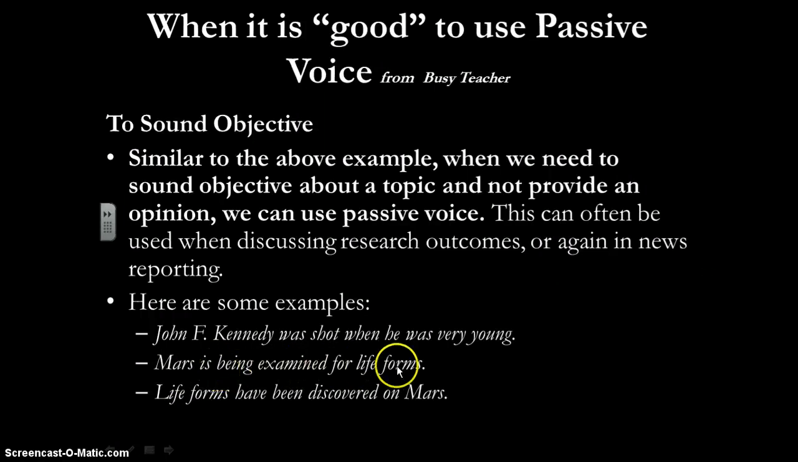"Mars is being examined for life forms." Again, you're being objective. And that's pretty much it, guys. We're going to be practicing this in class. Just be aware that this exists, and make sure that when you do choose to use be verbs in your writing, you limit them and use stronger, more articulate verbs throughout. But when you do come to a passive statement, as long as it makes sense and the subject's doing the action, then you're good to go.